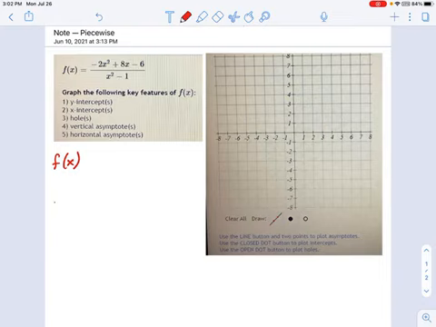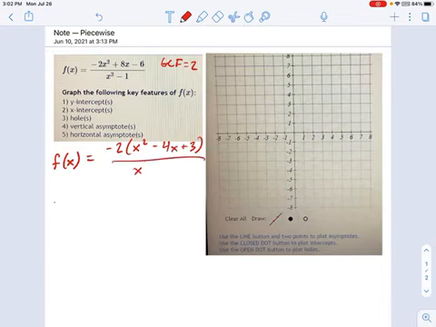And I notice right away that I have a GCF. The GCF is 2, and that gets around some of the more difficult parts of factoring. I can just rewrite the top as negative 2 times (x squared minus 4x plus 3). Okay, and the bottom I'm not going to deal with just yet. We'll get back to that.